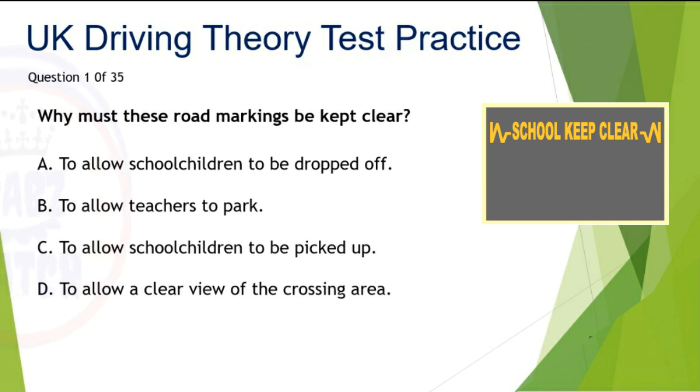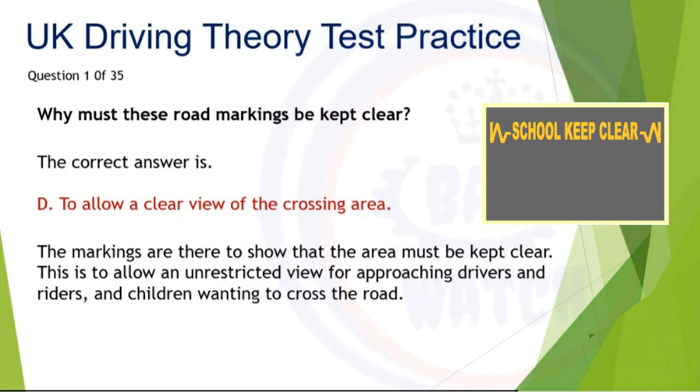A. To allow school children to be dropped off. B. To allow teachers to park. C. To allow school children to be picked up. D. To allow a clear view of the crossing area. The correct answer is D. The markings are there to show that the area must be kept clear. This is to allow an unrestricted view for approaching drivers and riders, and children wanting to cross the road.